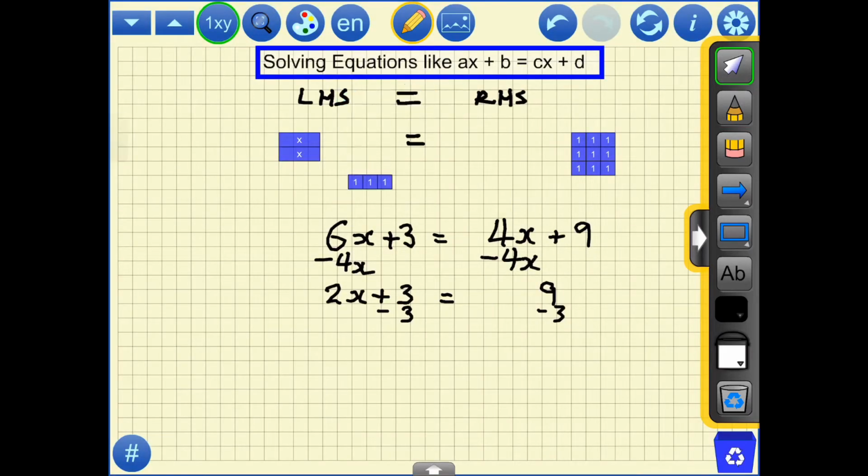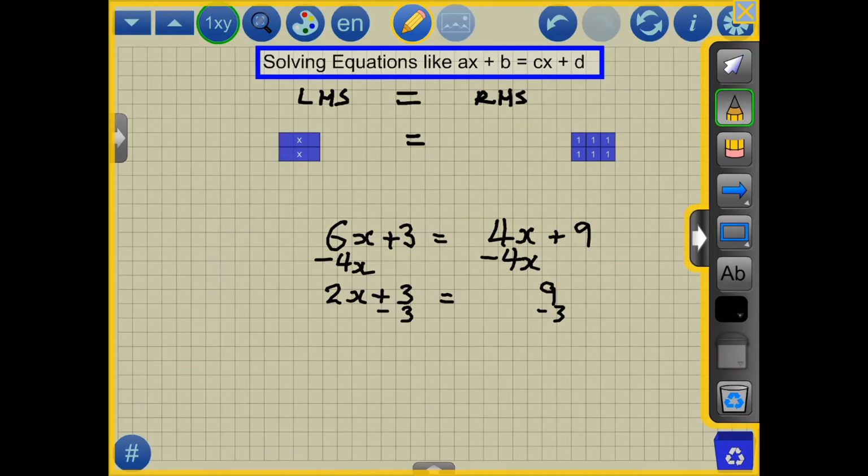Here's my 3 on the left side. I take those away, and I need to keep things balanced by taking 3 away on the right hand side of the equation. What are we left with now? On the left side we have 2x, and on the right side we have 6. I know now to get just one x I have to do the opposite of multiplying by 2, which is dividing by 2. I do the same on both sides.